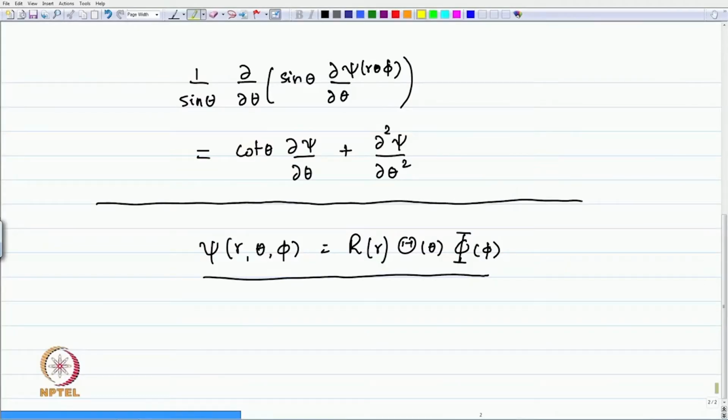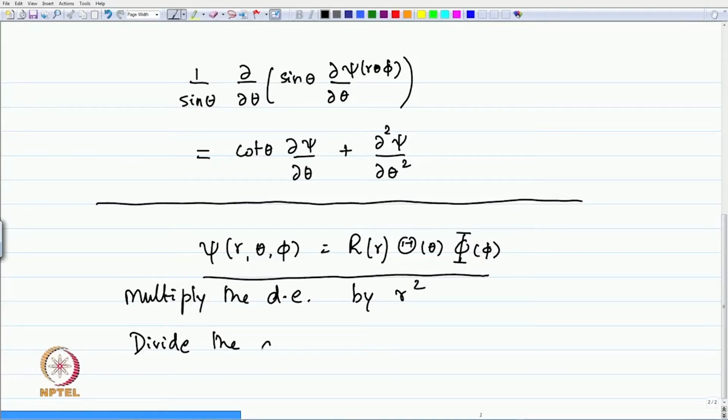So, let us multiply the differential equation by r square, and also divide by R of r, Theta of theta and Phi of phi.